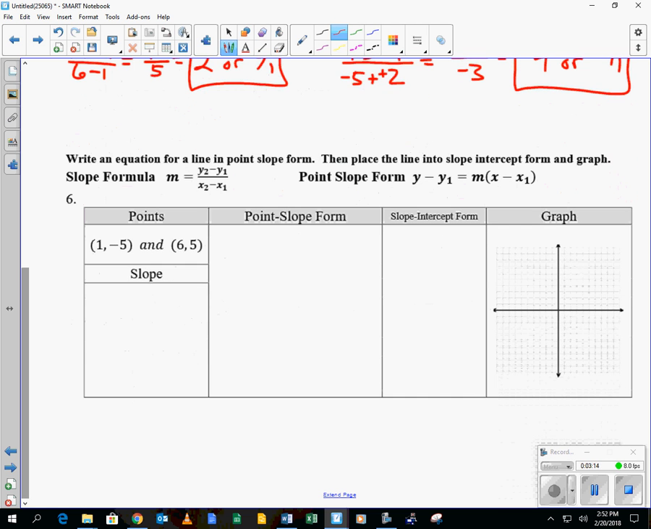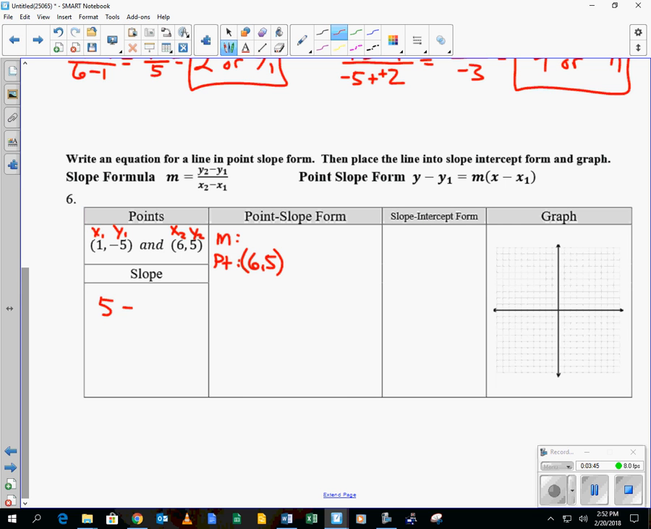Let's try one more together. Again, this is your last practice before you take the quiz. We want to write an equation in point-slope form. We need slope, and we need our point. I'm going to choose 6/5 for my point. Slope, I'm going to use my slope formula: x1, y1, x2, y2.